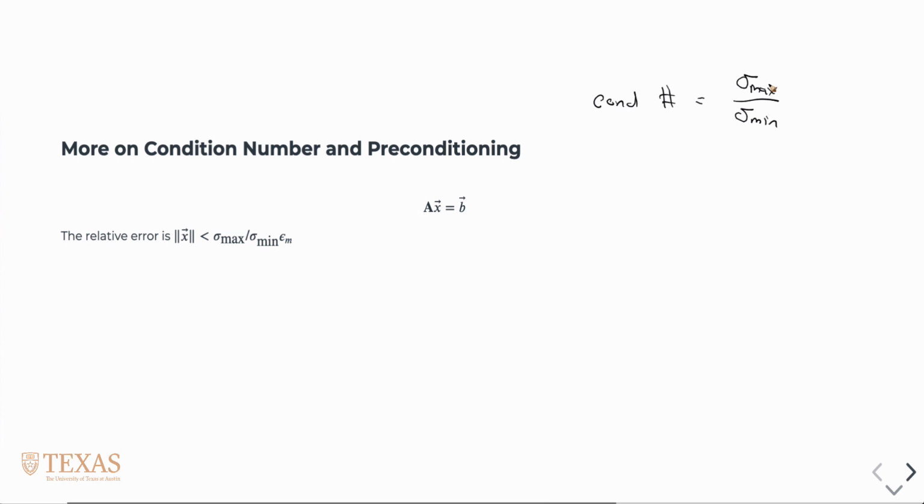And so what that means in solving a system of equations, say Ax equal to b, is that the relative error of x is going to be smaller than the condition number times the machine epsilon. And so of course, if the condition number is 1, then you can essentially drive the relative error to machine epsilon if desired.